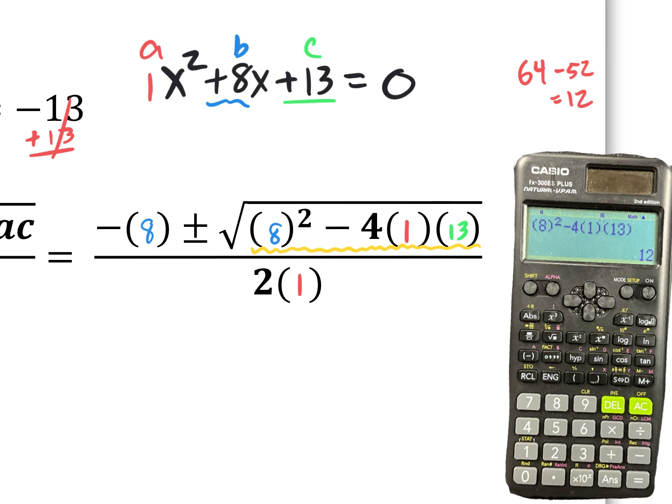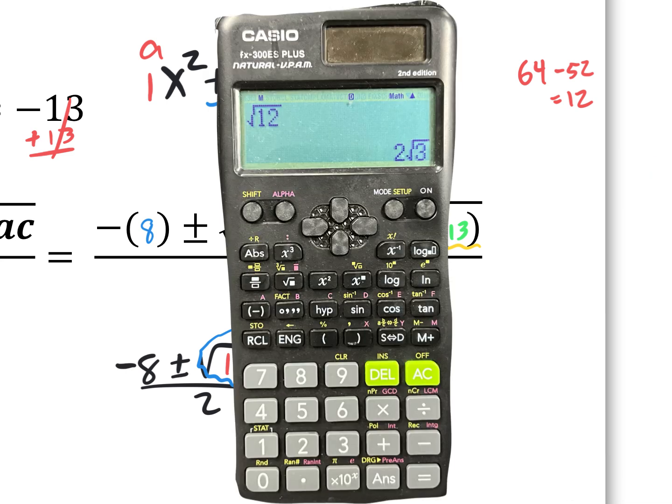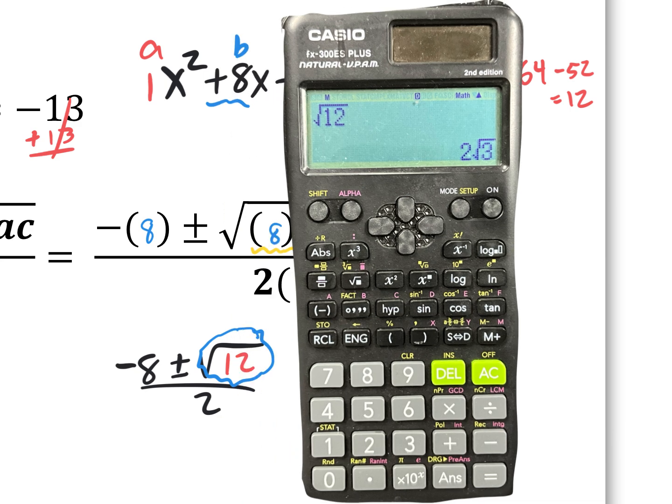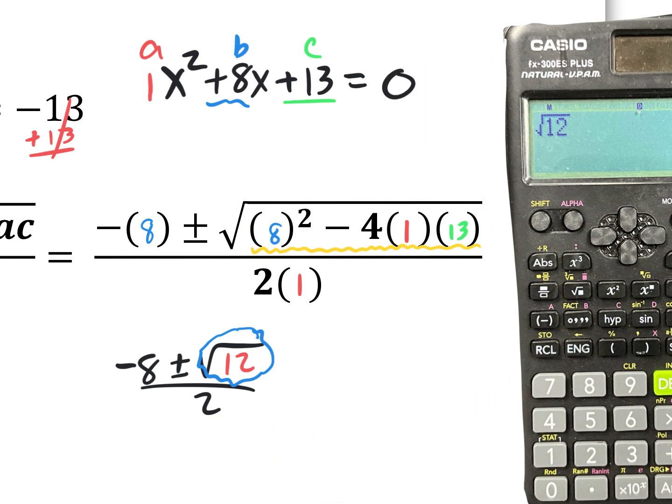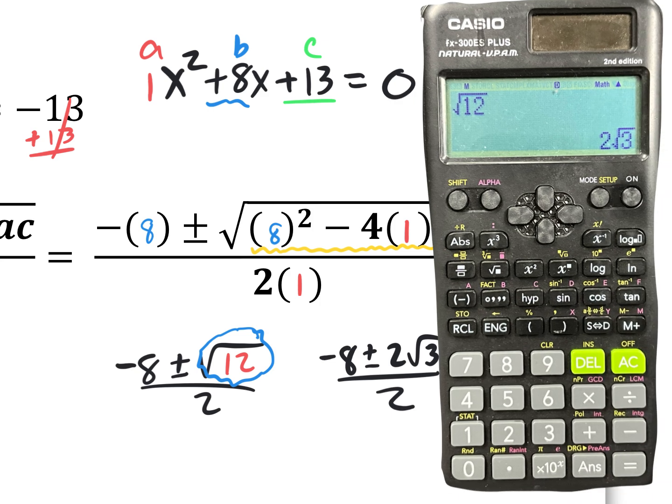But anyways, let's continue. We have negative 8 plus or minus the square root of, we said that we got 12 on the inside. We got it by hand, or on the calculator, we got 12 in there. And it is over 2 times 1, which is 2. So the question now becomes, what is the square root of 12? You could do that by hand, or you could do it with the calculator. As you can see, the calculator tells us that the square root of 12 is 2 square root of 3. So what we're going to do is simply replace the square root of 12 with 2 square root of 3. So you have negative 8 plus or minus 2 square root of 3 over 2, right? All we did was replace the square root of 12 with 2 square root of 3.